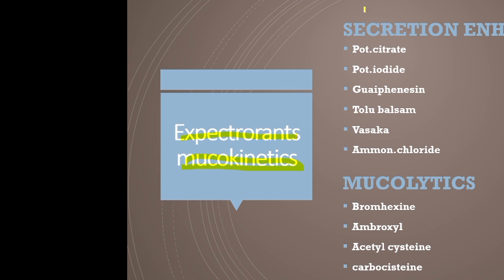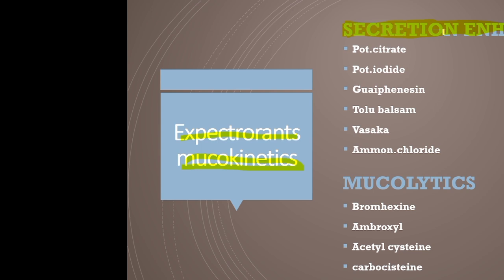And what are the drugs coming under the expectorant mucokinetics? First are secretion enhancers. What are secretion enhancers? Secretion enhancers are a type of drugs that increase the production of bronchial secretion. Bronchial secretion increasing drugs are called secretion enhancers. They reduce the mucus viscosity in the respiratory tract. If there is no mucus, there is no production of cough.